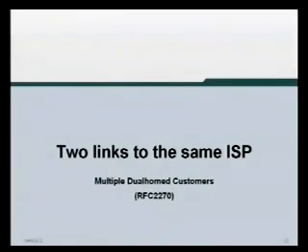Right, so the final one of this I want to look at before the break: two links to the same ISP, but with multiple dual-homed customers. Now this was written up in RFC 2270. It was Tony Bates and Enke Chen who did this when they were at MCI. It was how they handled multi-homing of lots of customers onto the MCI backbone.